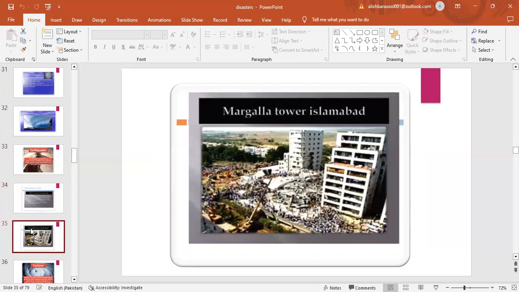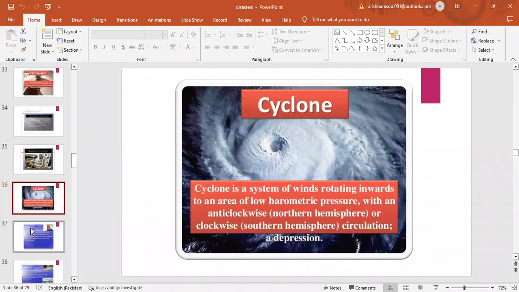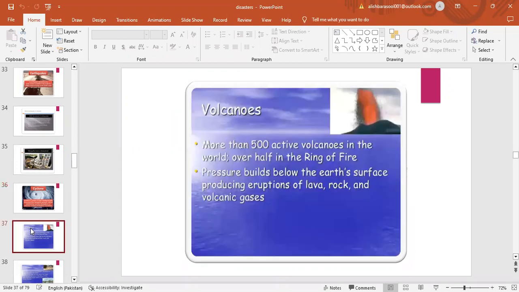Margalla Tower, Islamabad. Cyclone is a system of winds rotating inwards to an area of low barometric pressure, with an anti-clockwise circulation in the northern hemisphere or clockwise in the southern hemisphere. Volcanoes: more than 500 active volcanoes in the world, over half in the Ring of Fire. Pressure builds below the Earth's surface, producing eruptions of lava, rock, and volcanic gases.